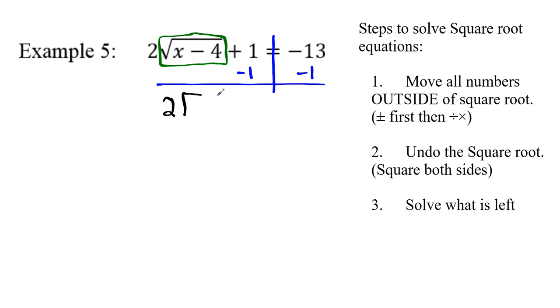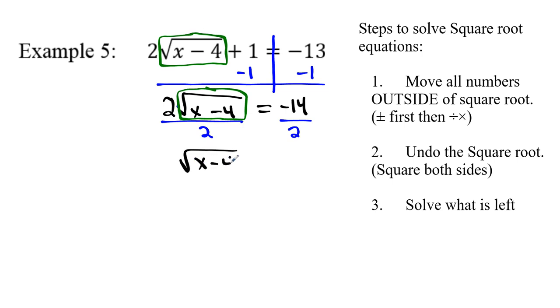Now we have 2 times the square root of x minus 4 equals negative 14. Again, this 2 is being multiplied, so we're going to undo it by dividing, because we want this radical to be by itself, and it's not by itself yet. So now we have radical x minus 4 is equal to negative 7. Again, this right here is another instance of where this could be an extraneous solution, meaning it's not going to work out if we plug x back in for our solution.